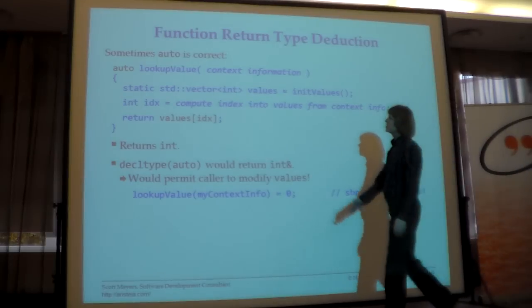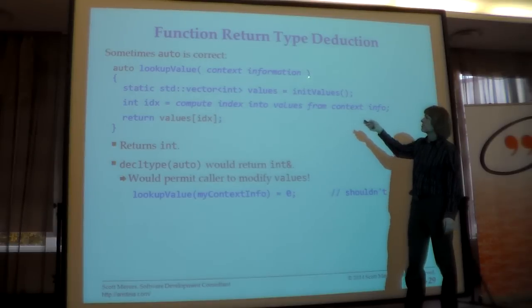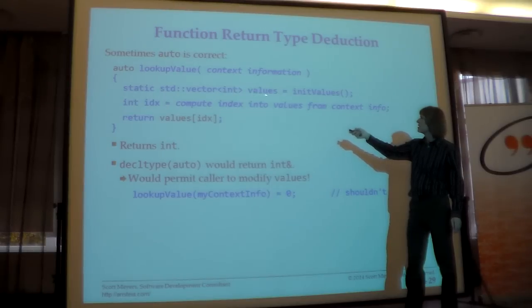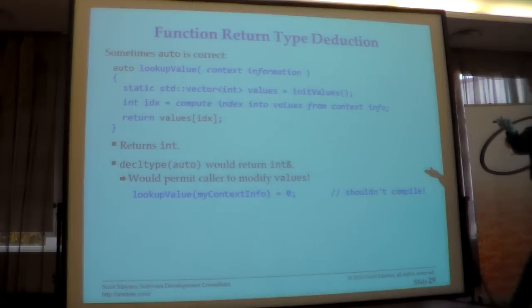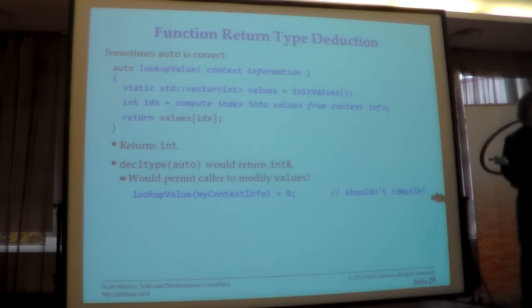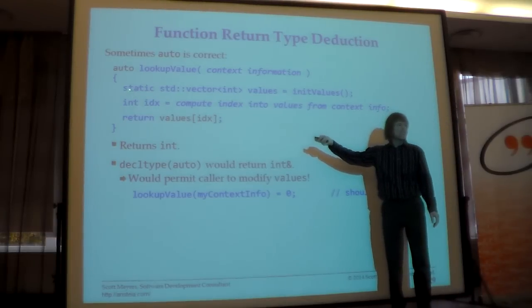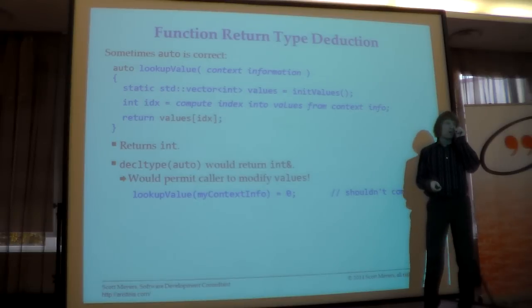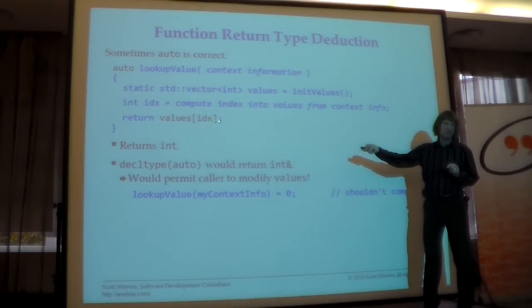Let us suppose I have a function called lookupValue. So lookupValue, I pass in some context information so I'll know what value to look up. I have a static vector of int inside the function, and I initialize it to hold some value. So inside my function, I now have a static vector. What I want to do is look up one of the values in that vector. So what I do is I figure out the index into the vector by looking at the context information. So somebody passes me some information here. That lets me figure out which value in that vector is the one that I want. And now I return values[idx].